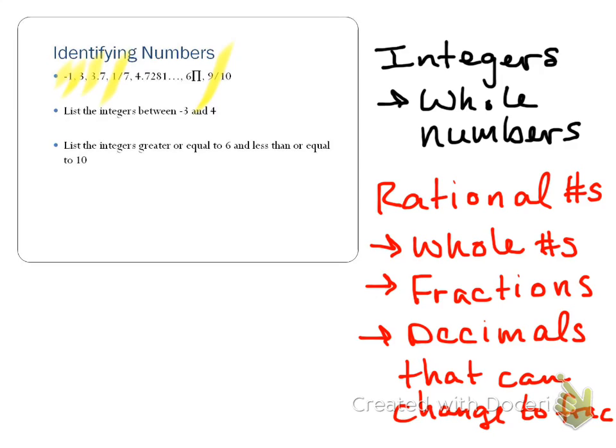And then we have 1/7, and then at the end we have 9/10. Those are fractions, we have whole numbers, and we have a value with a decimal that can be changed into a fraction. So those are all rational numbers.